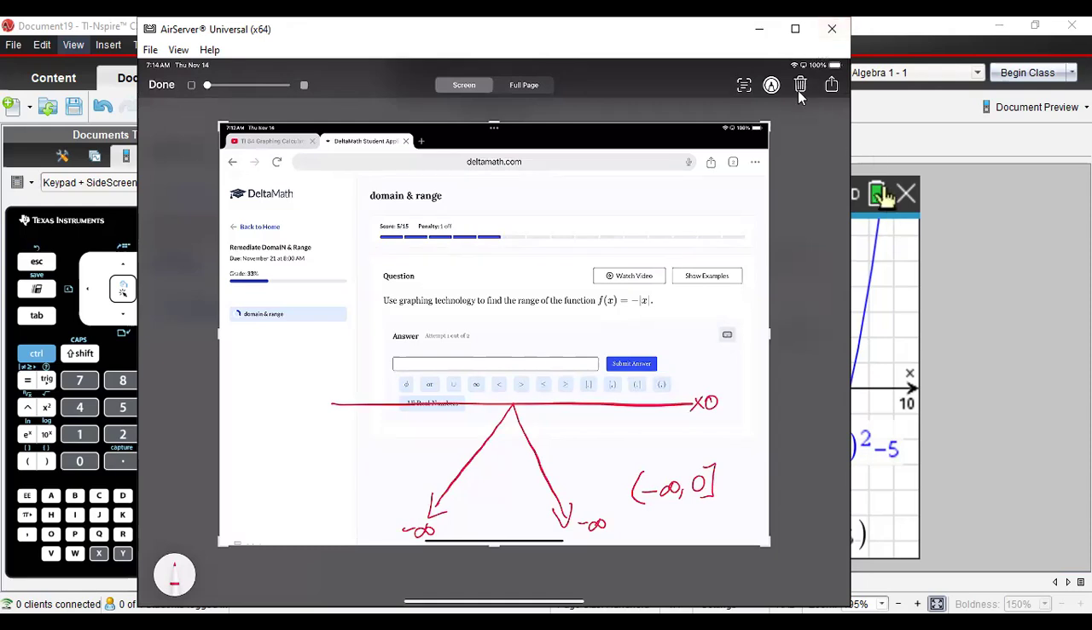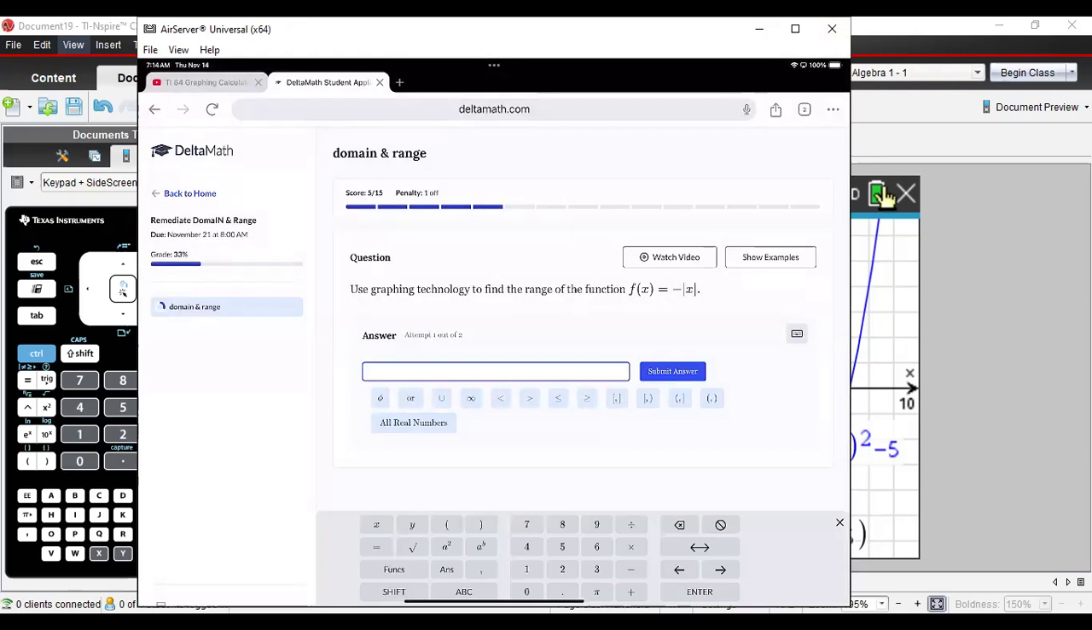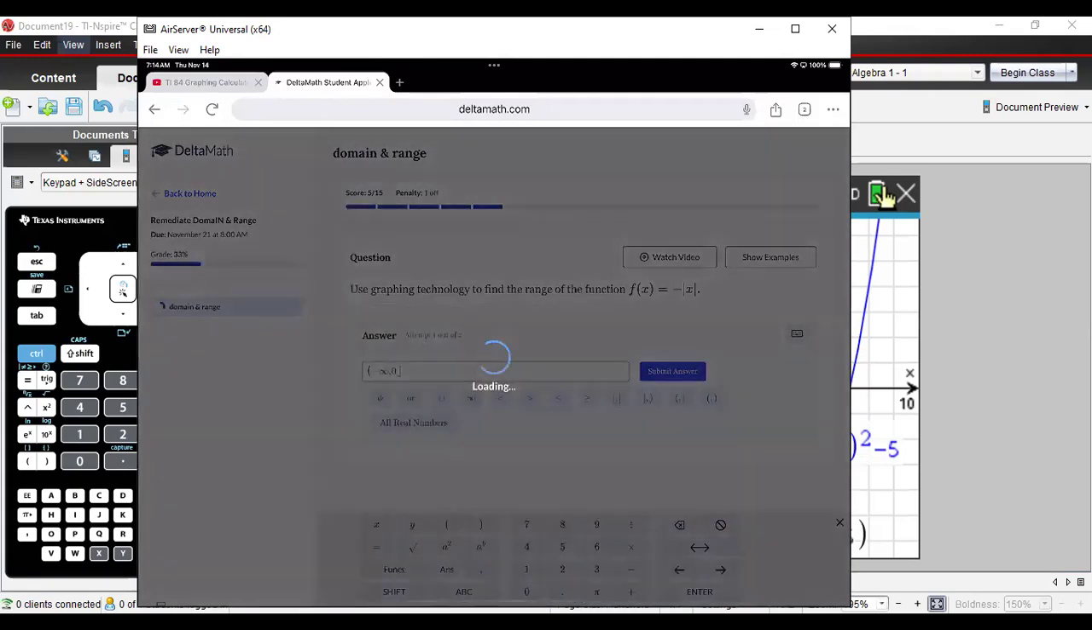Let's see here, delete this. And then I'm going to put in, what is it? We're going from a bracket to a parenthesis. Actually, no, we are going from a negative infinity up. So we say a negative infinity, and we go up to 0. And that should get a bracket.